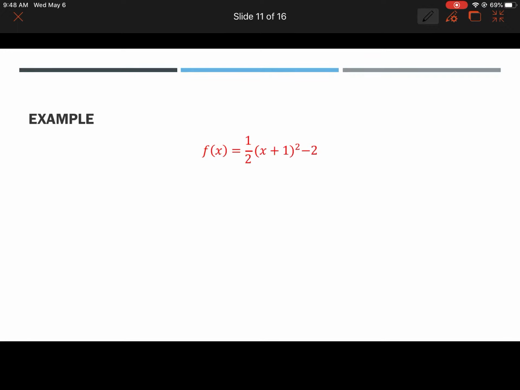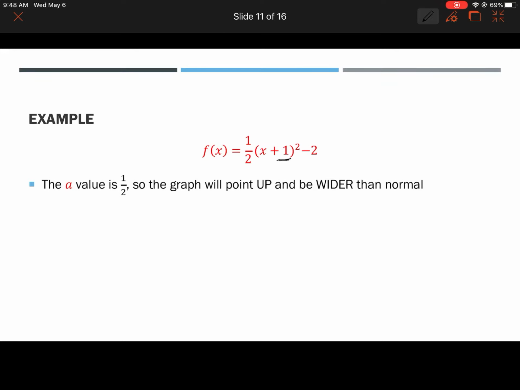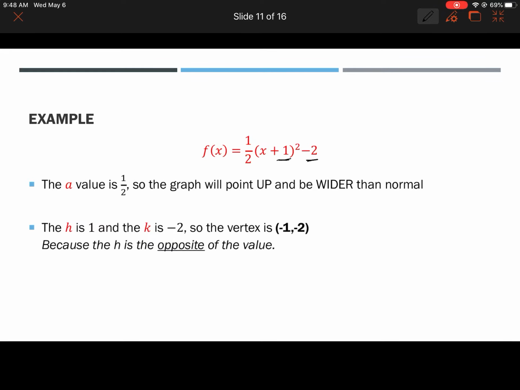And then my last example here, we see that the a is 1/2. So it's positive, right? It's positive, so it points upwards. But it's smaller than 1 because it's a fraction. So that means it's going to be wider than normal. And then you can look at the two values for h and k and determine that your vertex is at the opposite of that. So -1, -2.